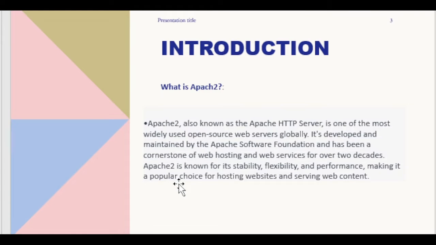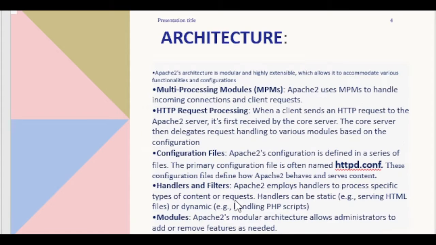Introduction. What is Apache 2? Apache 2 was launched in the 90s, and it is basically the Apache HTTP server. It is widely used because it's an open source web server globally. It is developed and maintained by the Apache Software Foundation. It has provided web hosting and web services for 2 decades. It provides you stability, flexibility, and performance. It is a popular choice for hosting website server contents.